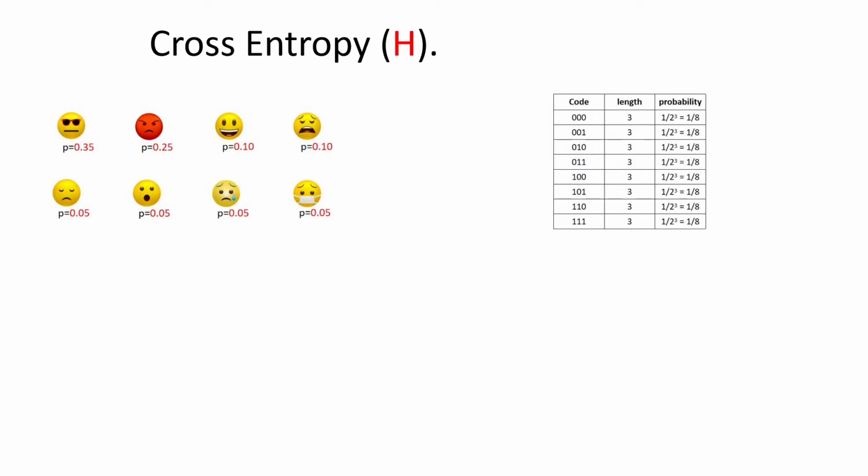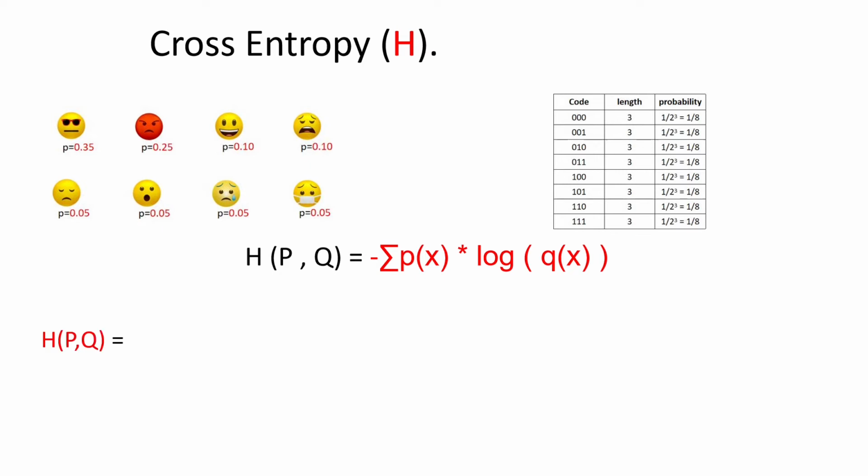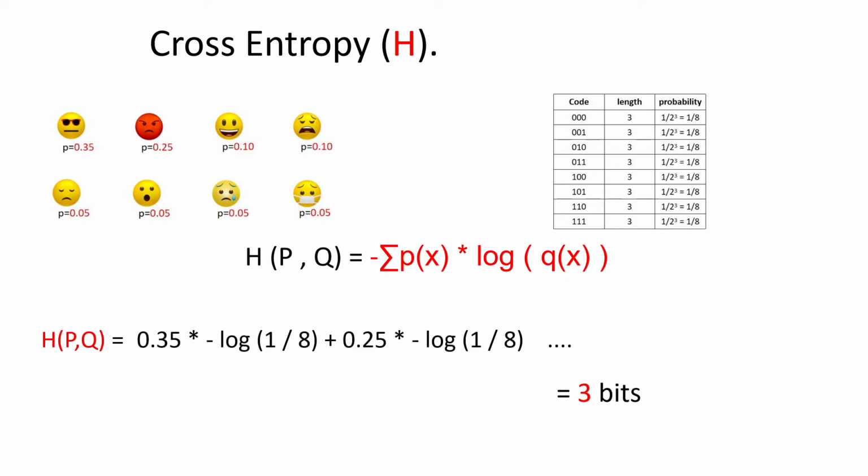So the formula for cross entropy is H(p, q) equal to minus summation of p(x) times log of q(x), where p is the true, or in our case the emoji distribution, and q is the code distribution. For finding the cross entropy, we take the probabilities of the true distribution and multiply each with the code distribution used. We get 0.35 into minus log of 1 by 8 plus 0.25 into minus log of 1 by 8, and so on. At the end, we get 3 bits as an answer.